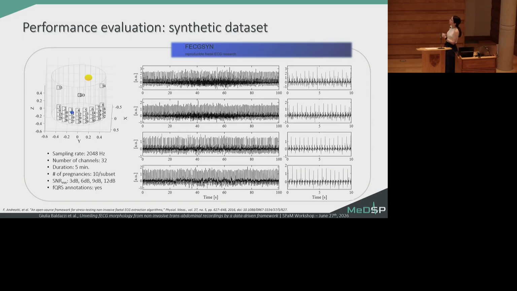And then, in order to have a ground truth for the fetal ECG morphology to be compared with, we also exploited a synthetic data set that we generated with the fetal ECG synthetic toolbox that is composed of 10 pregnancies for each subset. In particular, we emulate 4 different subsets of abdominal ECG signals, varying the noise level, in particular adding realistic non-stationary noises, so having 4 different subsets at 3, 6, 9, and 12 dB.